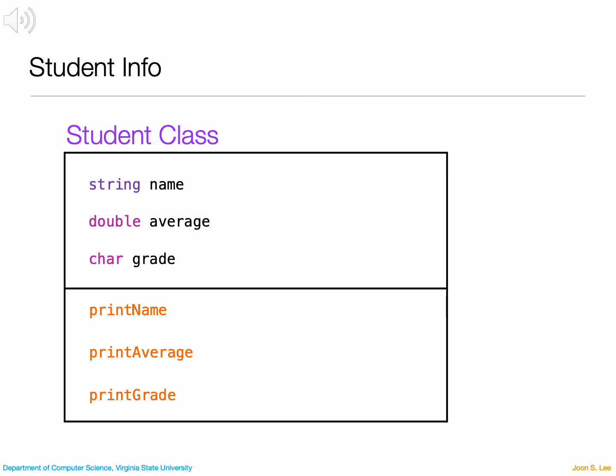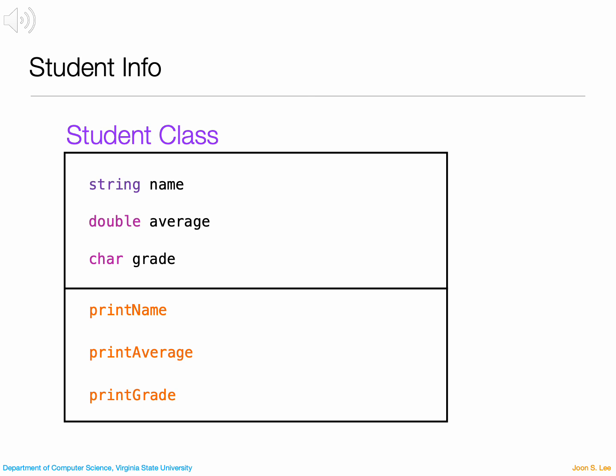It's not just attributes or variables that we can group together. We can also group behavior. Object-oriented programming isn't only about storing data, it's also about defining what an object can do. In the bottom section of the class, we define methods, which represent behavior. PrintName is a method that prints the student's name. PrintAverage prints the student's numeric average. And PrintGrade prints the student's letter grade.